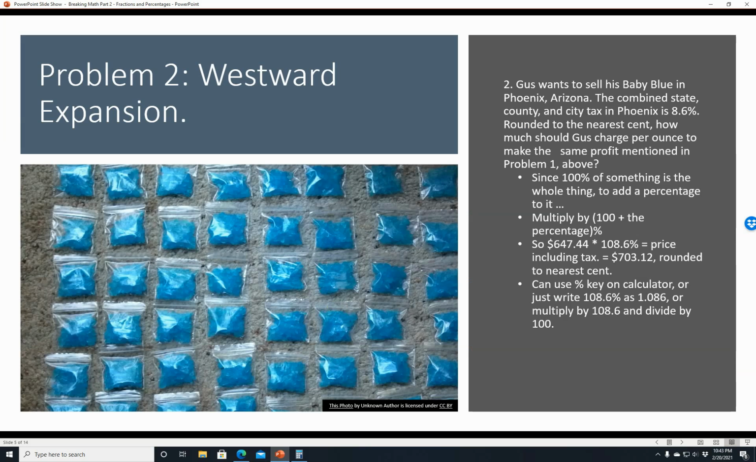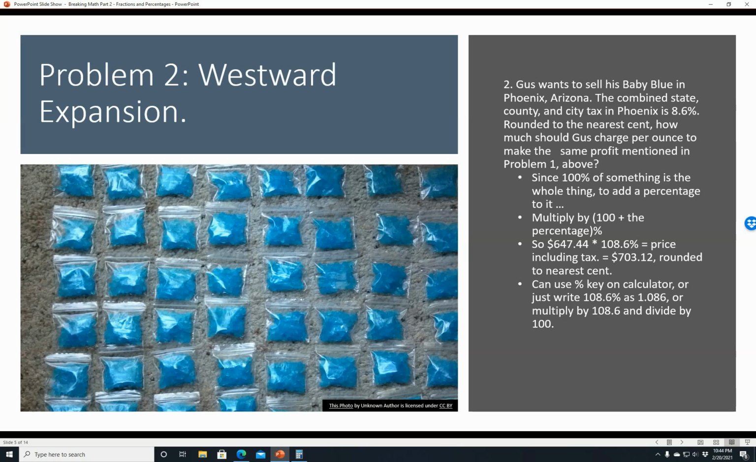All right. Problem 2, Westward expansion, continued. Gus wants to sell his baby blue in Phoenix, Arizona. The combined state, county, and city tax in Phoenix is 8.6%. Rounded to the nearest cent, how much should Gus charge per ounce to make the same profit mentioned in problem 1 above?